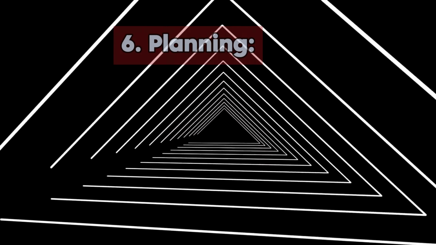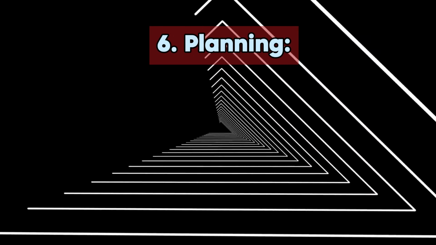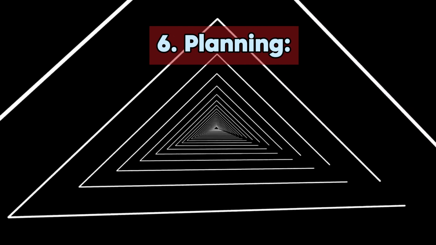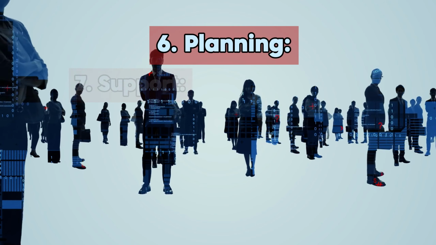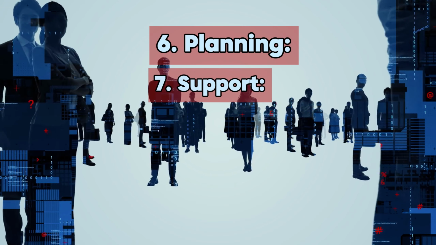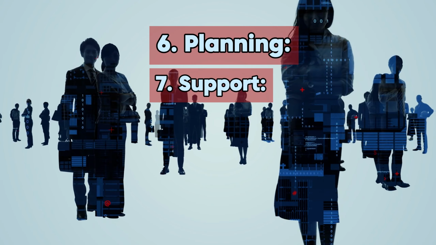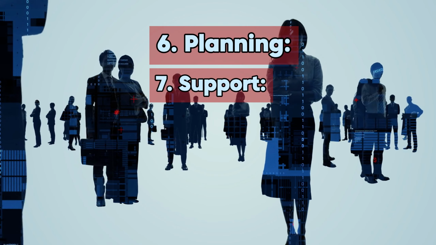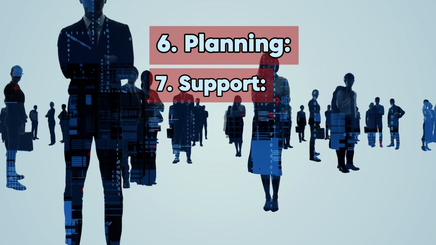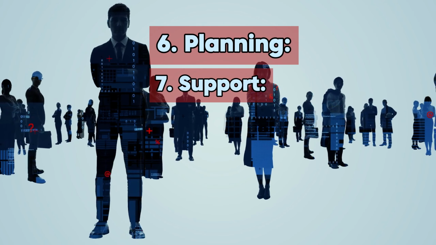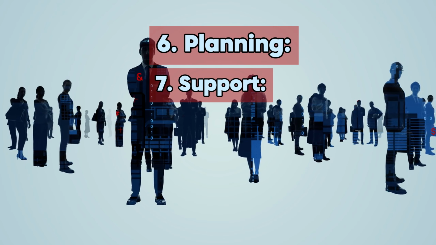Clause number 6 is planning. It involves actions to address risks and opportunities, quality objectives, and planning changes. The next clause, clause number 7, is support, and it covers resources, competence, awareness, communication, and documented information needed for the quality management system. It means the support that you will need to apply your quality management system: resources, competence, and awareness.